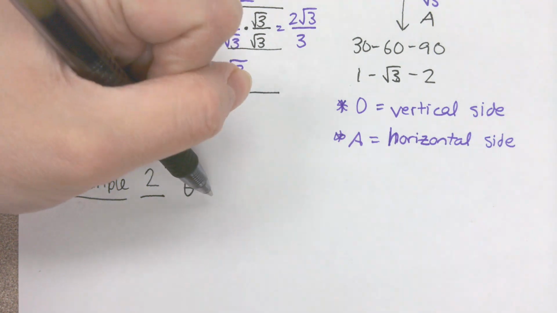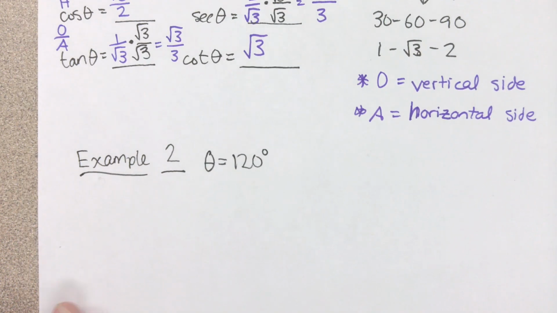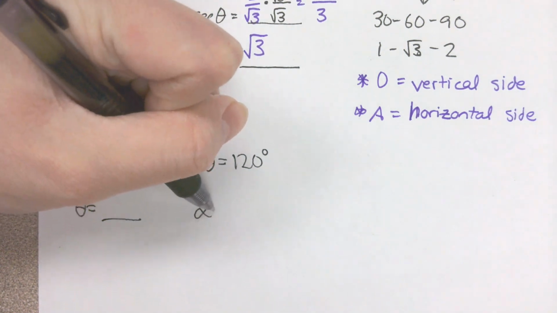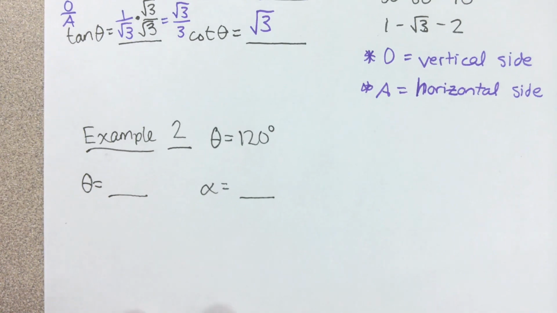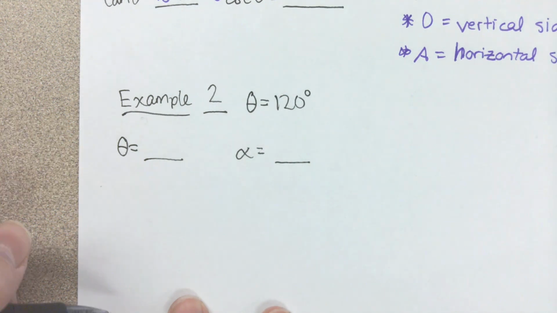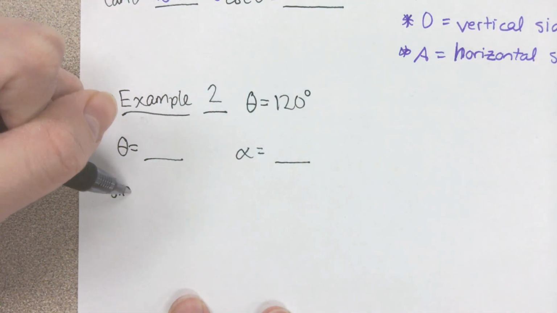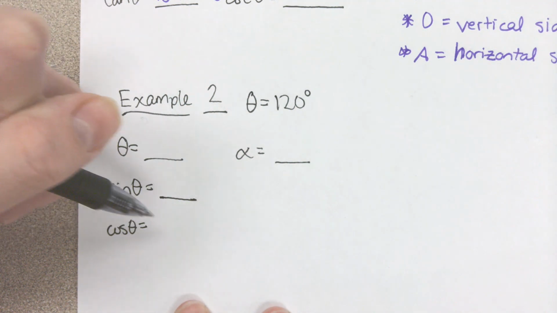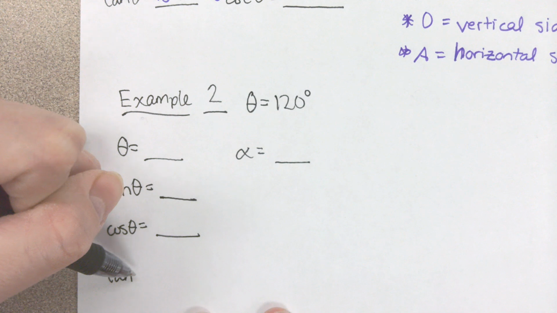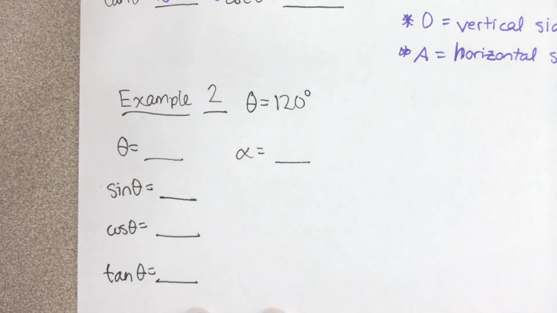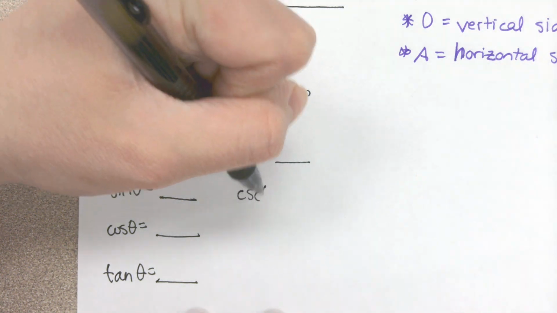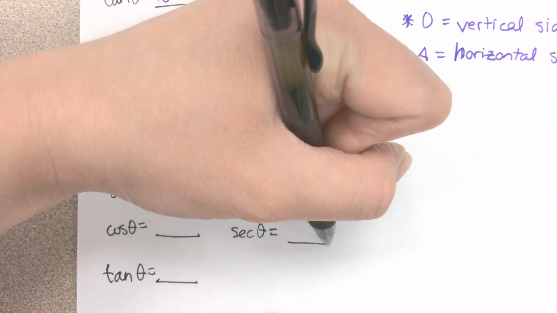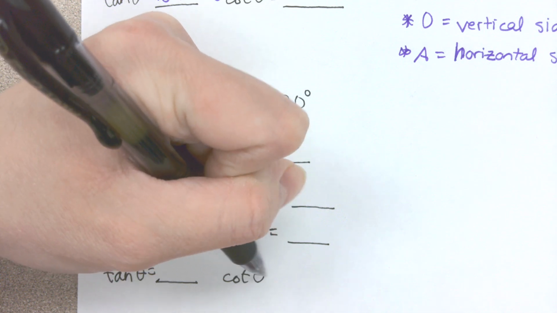Theta is 120 degrees. And I'll write out these same blanks as above. Theta, alpha. I'm going to go down first, do sine, cosine, tangent. Sine of theta, cosine of theta, tangent theta, and the reciprocals, cosecant theta, secant theta, cotangent theta.